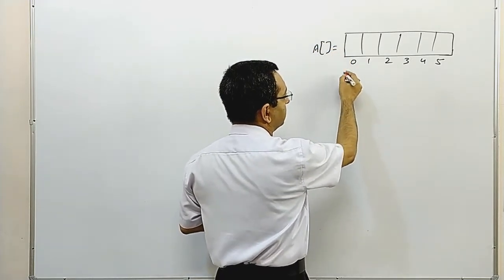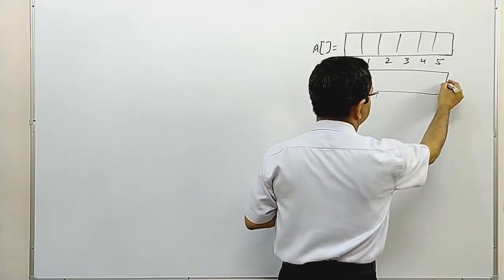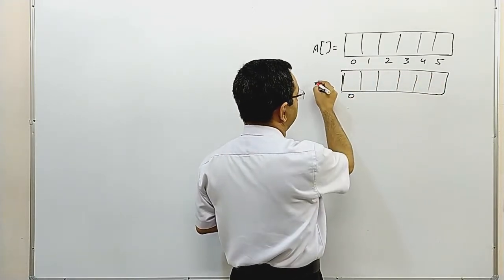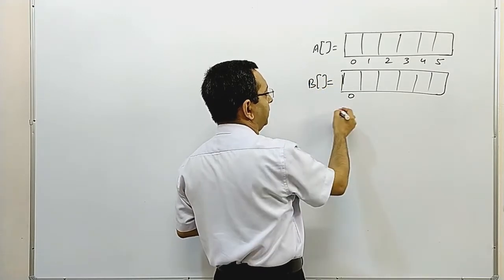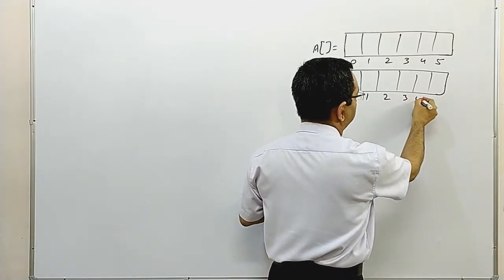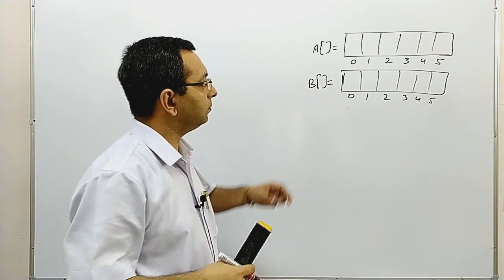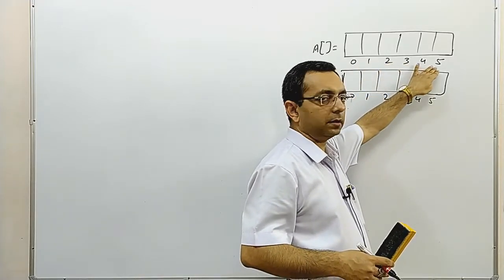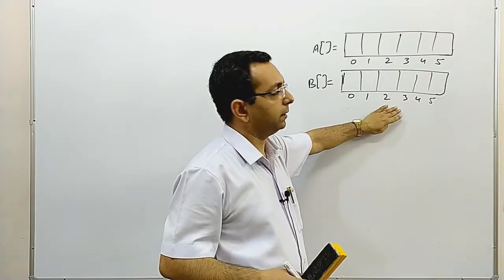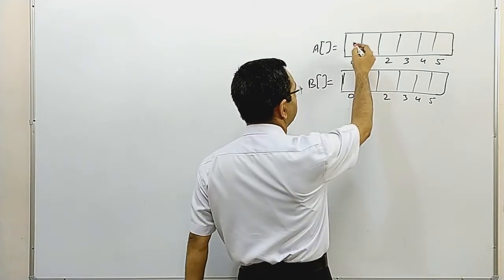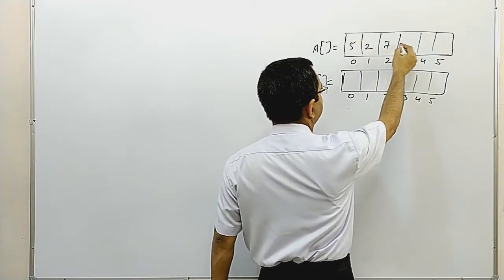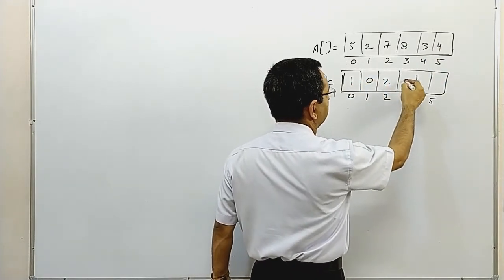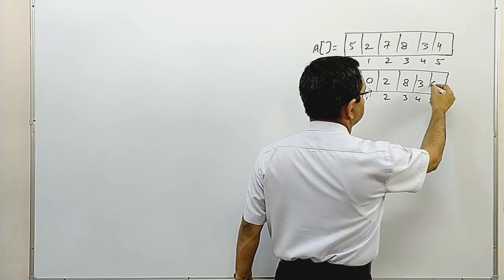And another array is B, capital B, with index numbers 0, 1, 2, 3, 4 and 5. And we are assuming that both arrays are of the same size. It means 6 elements may be there. So let's take some elements like 5, 2, 7, 8, 3, 4 and 1, 0, 2, 8, 3, 6.